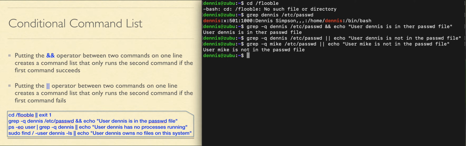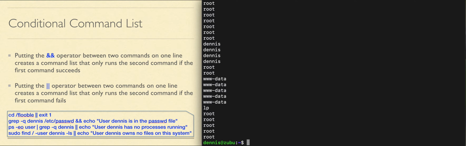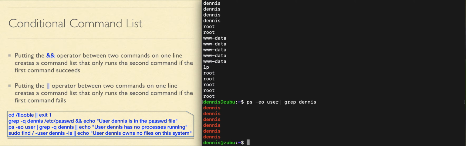In the second example, we use the ps command to print out all processes, and the output should only contain the name of the user that runs the process. So this will print out a list of usernames that are running processes, one per process. If we want to know if a particular user was in that list, we could pipe that to a grep for the particular username we're looking for, such as Dennis.